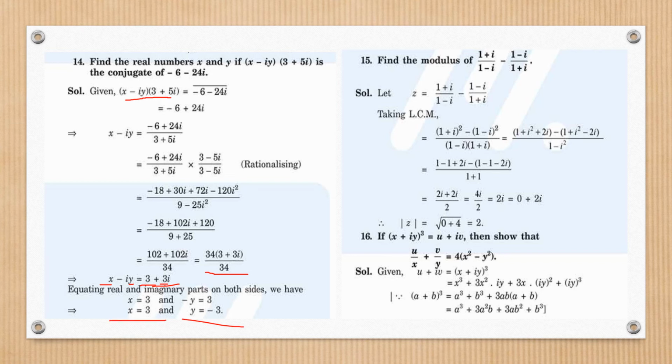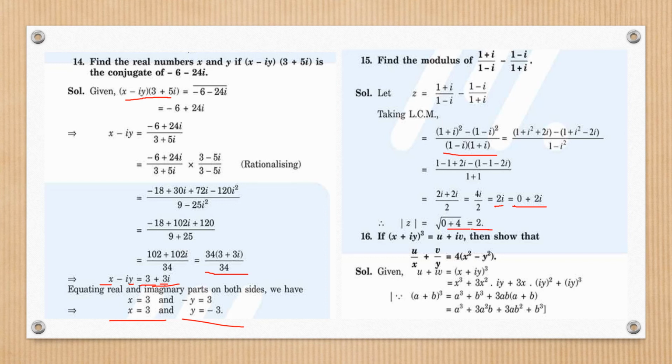Number 15 is find the modulus of 1 plus iota upon 1 minus iota minus 1 minus iota upon 1 plus iota. So again for modulus I need to first solve it to express it in the form of u plus iota v. So first I'll take the LCM. So LCM is 1 minus iota into 1 plus iota, and the top will become 1 plus iota whole square minus 1 minus iota whole square. And after opening, I'll get it as just 2 iota, which can be written as 0 plus 2 iota. And the modulus is the square root of real part, that means 0 square plus 2 square, that is 4, and mod z is 2.